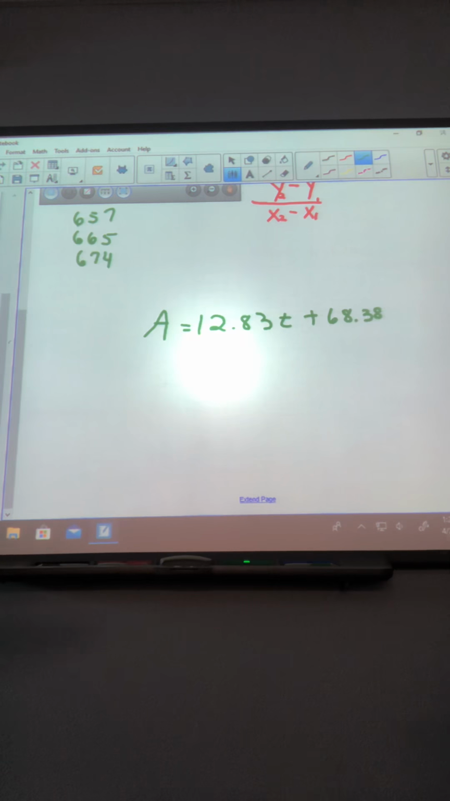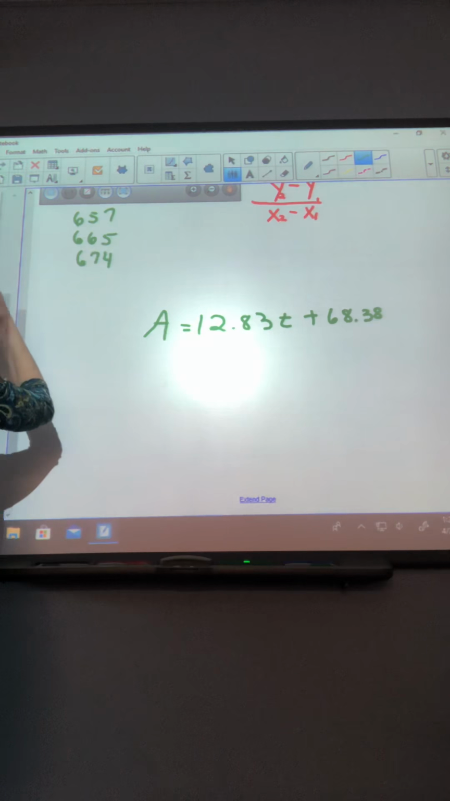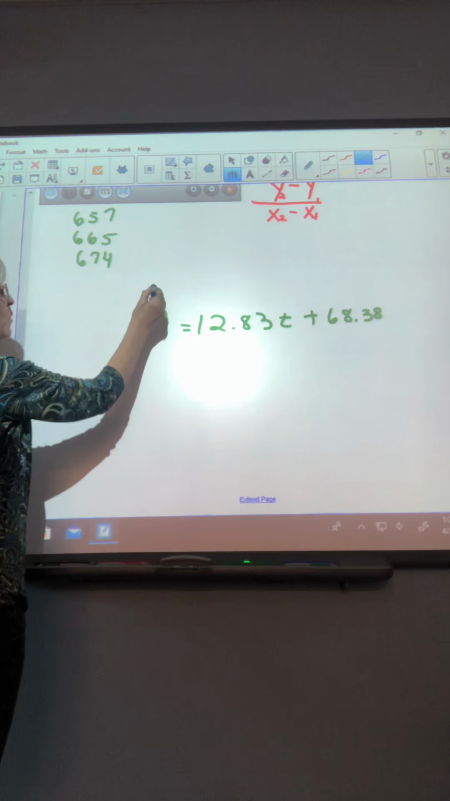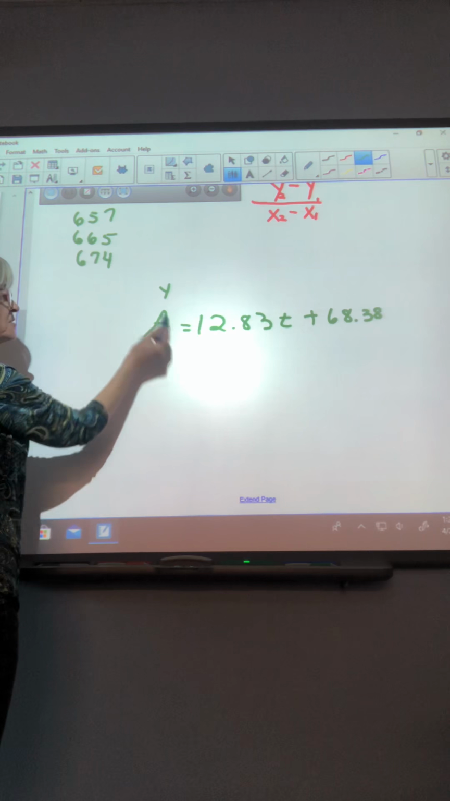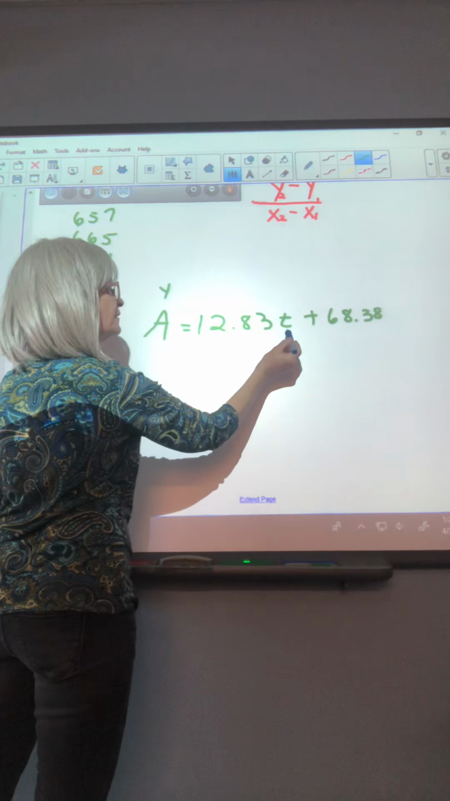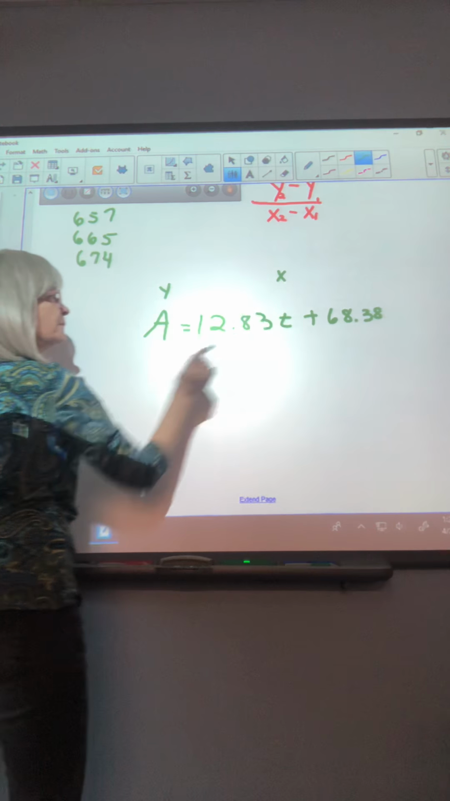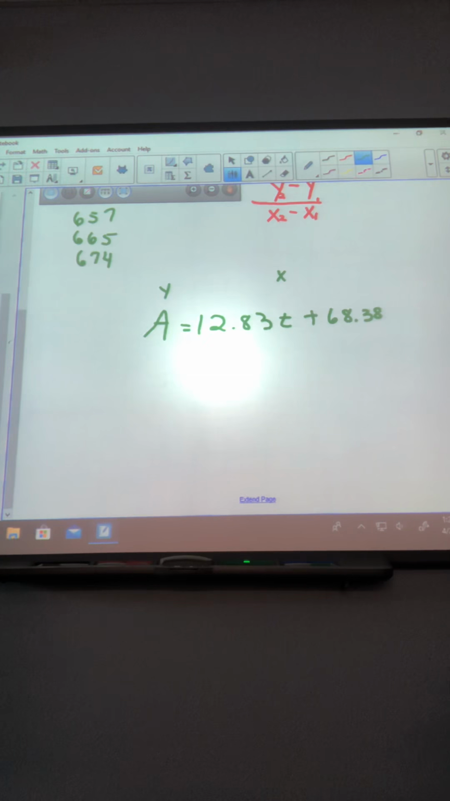All right, this is our equation of the line. So where we usually have a y, we're using an A. So keep that in mind. And where we usually have an x, we have a T. Okay, so keep that in mind. The A is, again, the amount in billions of dollars spent worldwide. And the T, if we look at the bottom of the graph, you can see the T represents time. It goes from 2010 to 2014.